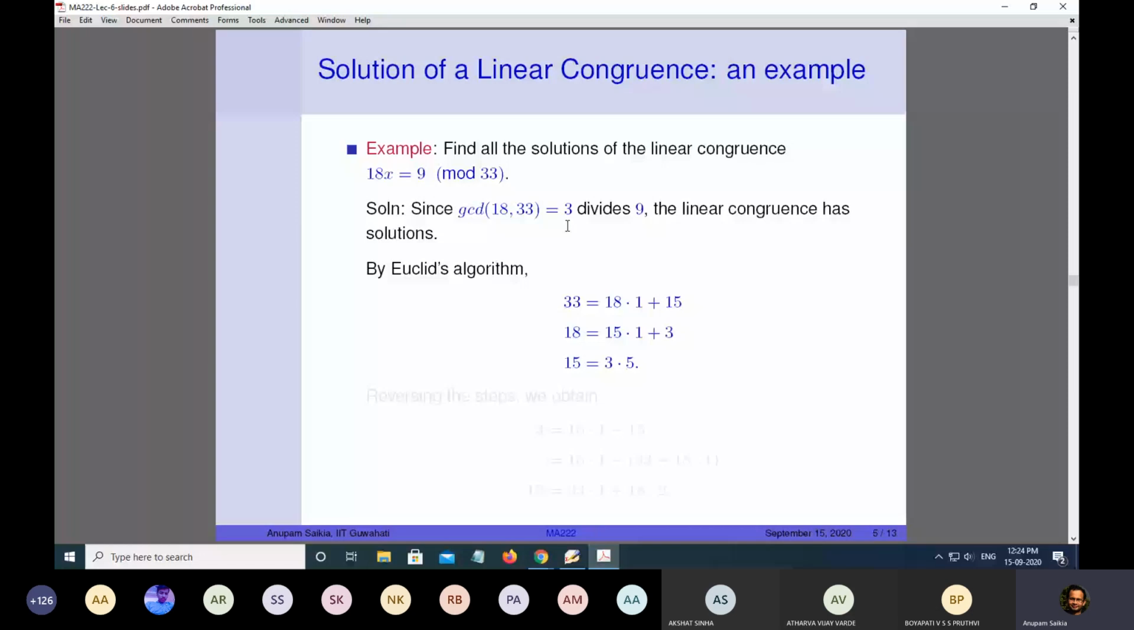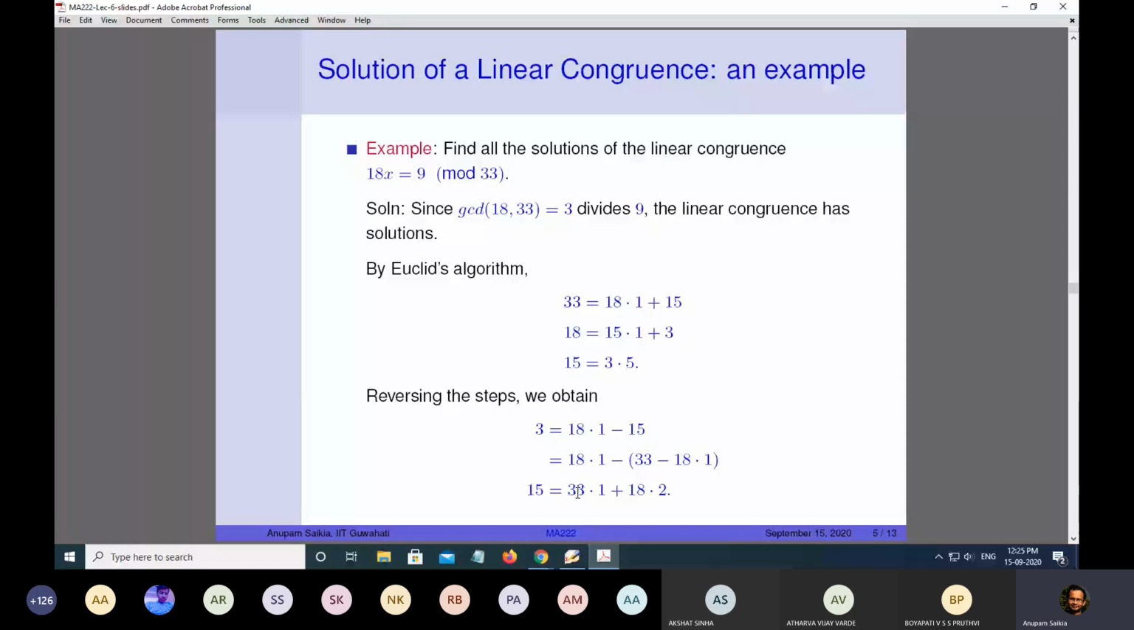Okay. So anyway, let's apply Euclid's algorithm first. I get this: 33 divided by 18, I get 15. 18 divided by 15, I get 3. And 3 divides 15, so 3 is the GCD. So I will get 3 as a combination of 33 and 18. How? Because 3 is 18 minus 15, and this 15 I write from this one, 33 minus 18. So basically this.